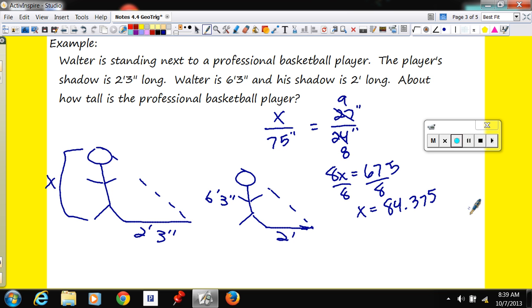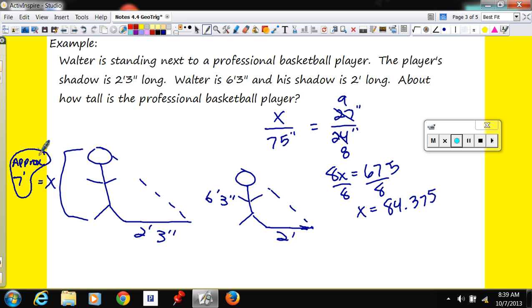Now if I take that amount and divide it by 12, I get 7.03125. So you're looking at about 7 feet. 7 feet, and let's see, what is 1/12? 0.02. So it's less than that. So it's just a little bit over 7 feet. So we'll put approximately. Approximately 7 feet. It's just a hair over 7 feet.